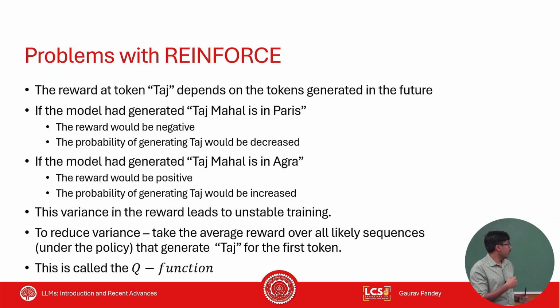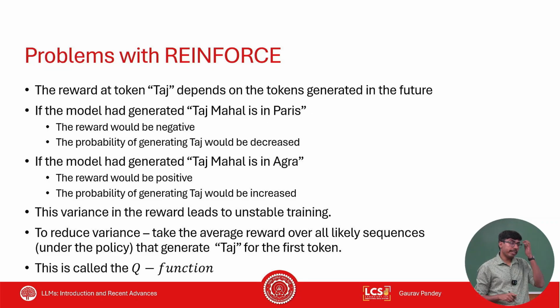I will not go into a lot of mathematical detail, but intuitively, the Q function is the average cumulative reward you will end up getting if you generate a huge number of sequences after Taj from the policy. Because you're averaging, you reduce the randomness in the reward that you're giving to the word Taj. Does it make sense?